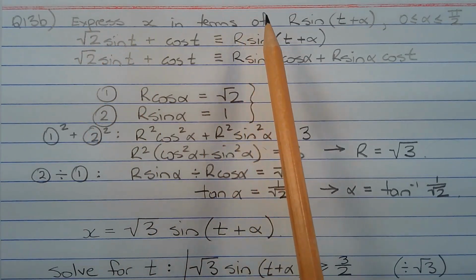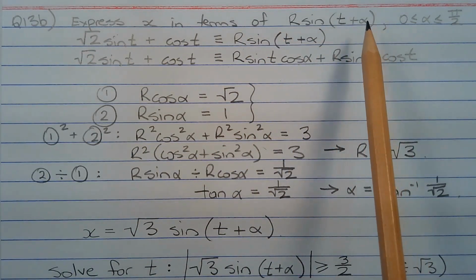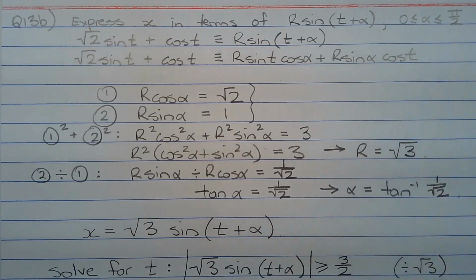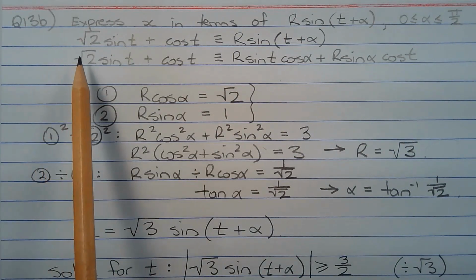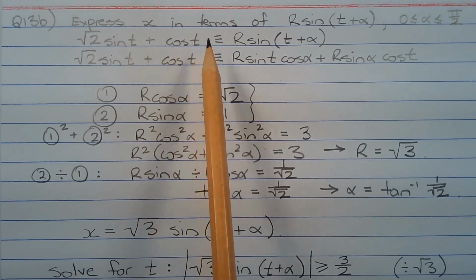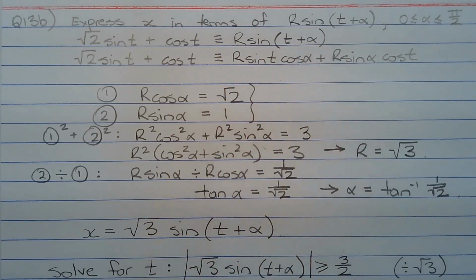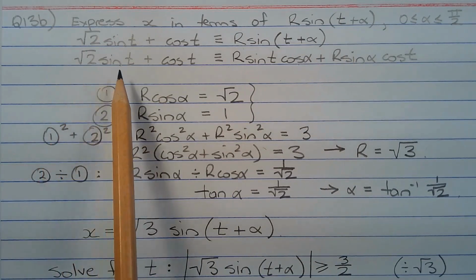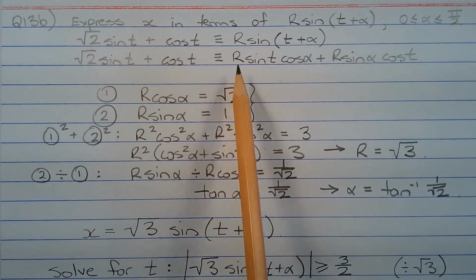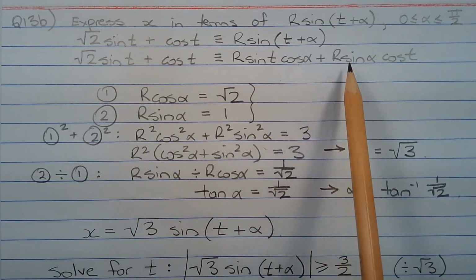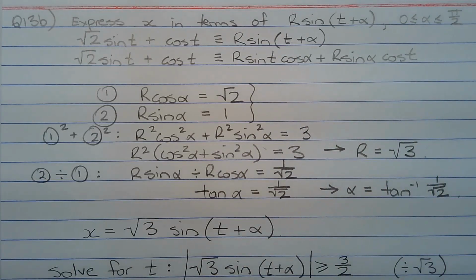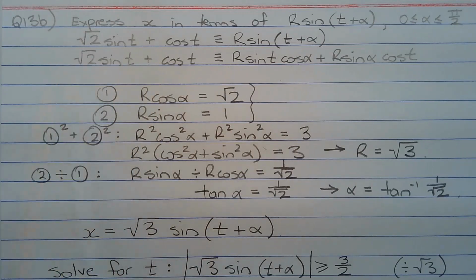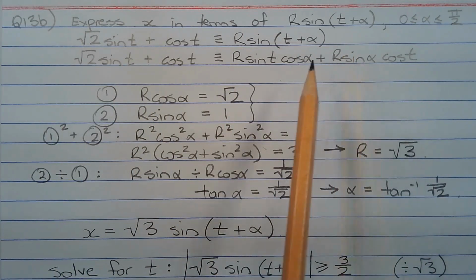Express x in terms of r sine (t plus alpha), where alpha is an auxiliary angle greater than or equal to 0 and less than or equal to pi over 2. So root 2 sine t plus cos t is equivalent to r sine (t plus alpha). Expanding the right hand side, we have root 2 sine t plus cos t is equivalent to r sine t cos alpha plus r sine alpha cos t. Equating coefficients, we have r cos alpha is equal to root 2 and r sine alpha is equal to 1.